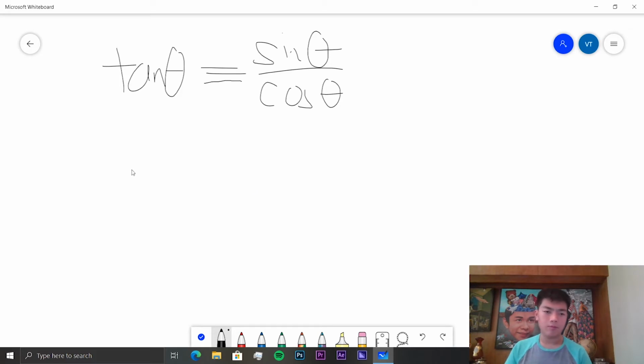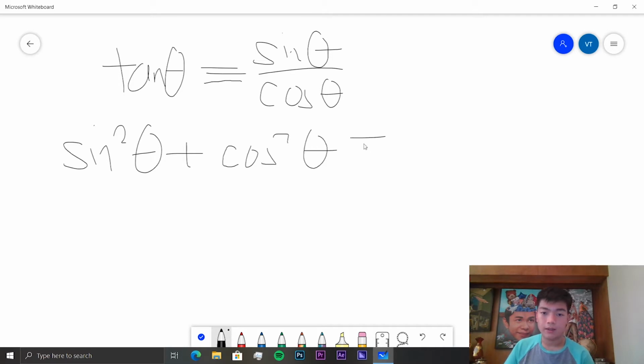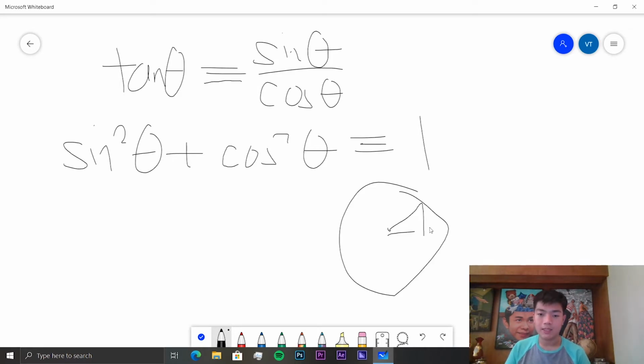Now the second one we need to know about is sine squared theta plus cosine squared theta, which is always equal to 1. And we can prove that by looking back at the unit circle. We know that sine theta is equal to y, cosine theta is equal to x, and the radius of the circle is 1, and this is a right-angled triangle. So x squared plus y squared, in this case sine squared plus cosine squared, should always be equal to 1 no matter where this point is on the circle.